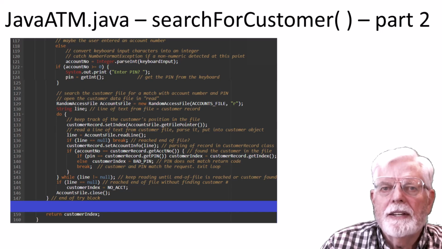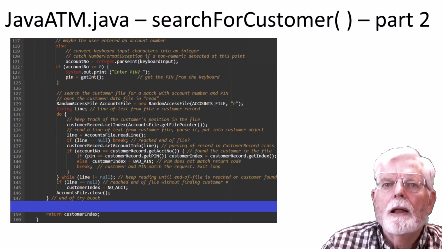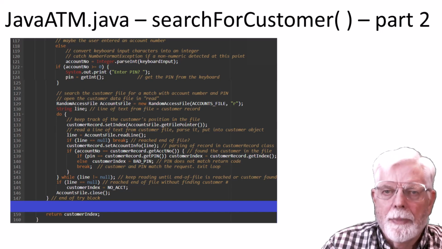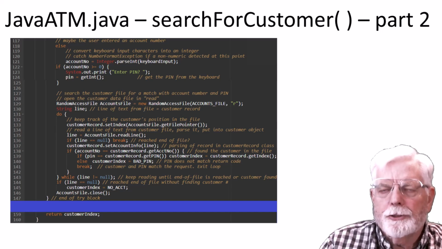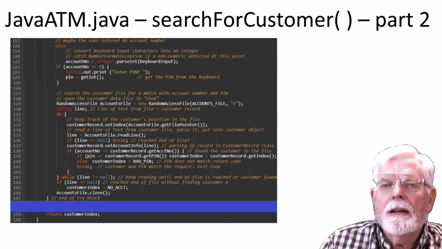The customer accounts.txt file name was previously defined as a constant in ACCOUNTS_FILE at the top of the program. RandomAccessFile(ACCOUNTS_FILE, "r"); opens the file for reading. The new operator creates an object for the file and places it in the accountsFile object, which can be used inside the curly braces for the searchForCustomer method. String line creates a variable named line of type string that will be used when reading a line of text from the customer accounts.txt file.